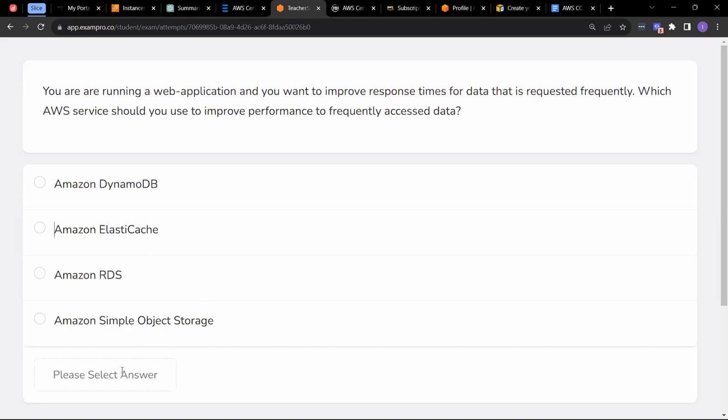I'll choose S3. But S3 is a storage service, an object storage service. It doesn't give data processing capabilities. All right. You are running a web application and you want to improve response times for data that is requested frequently. Which AWS service should you use to improve performance for frequently accessed data?